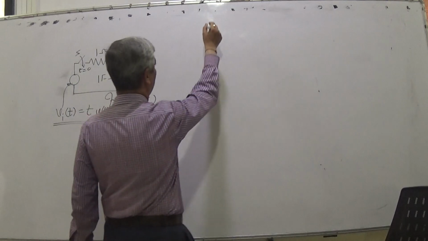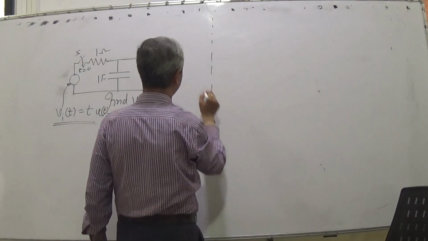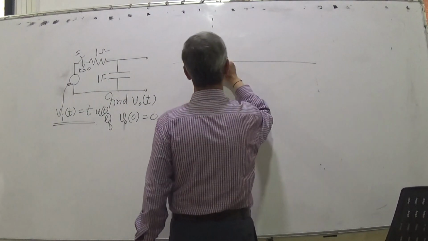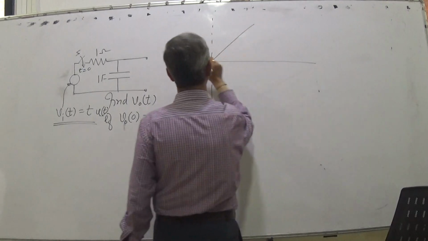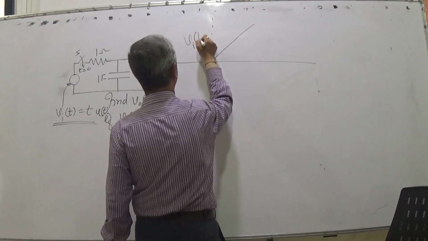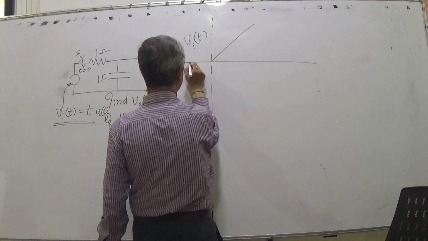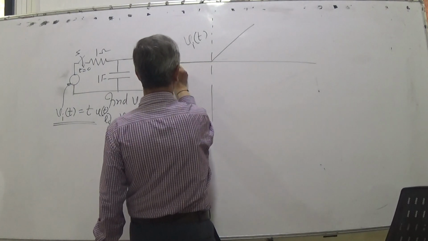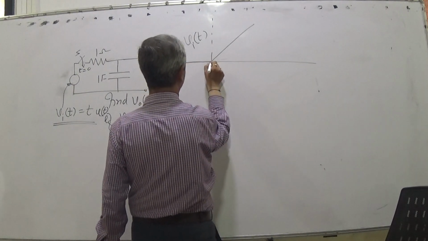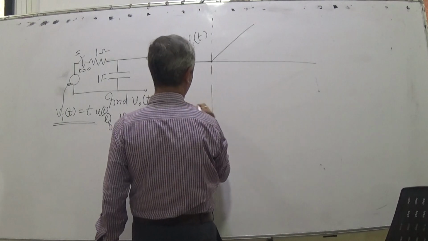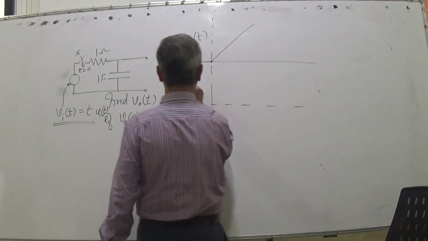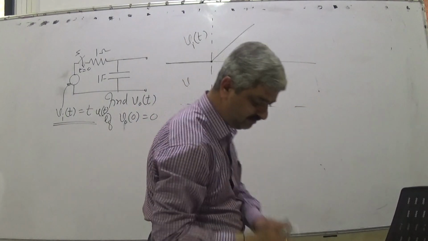Means if I plot input versus output, this is T equal to 0, this I am applying. This is V in T, and earlier it is 0. Earlier it is 0. And I want to calculate VOT. Come to VOT.